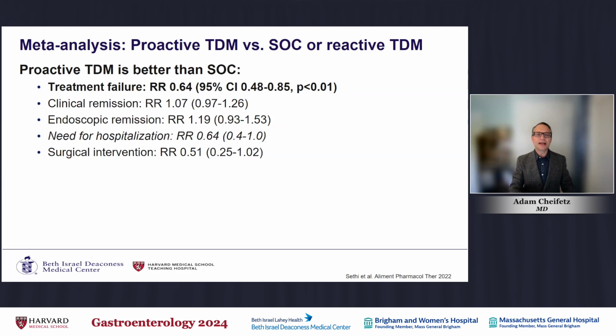There was a meta-analysis. There were actually 2. I'm showing you this one because it was positive. They looked at 26 studies. 9 of these were randomized controlled trials. And what they found is that proactive TDM is better than standard of care with regards to treatment failure. And if you even look at hospitalization, it was borderline for decreasing the need for hospitalization.